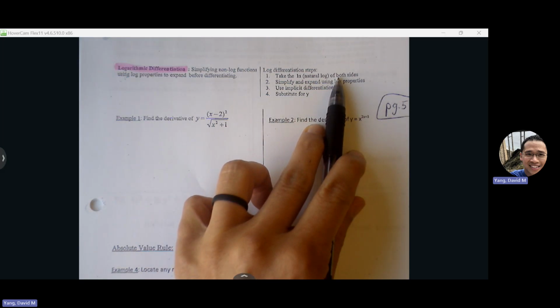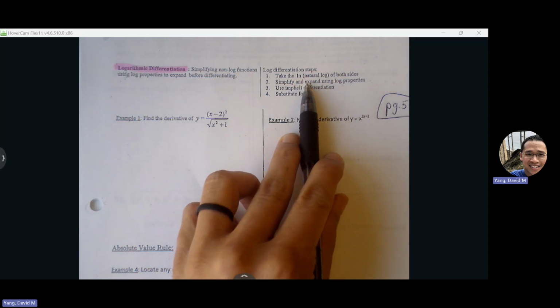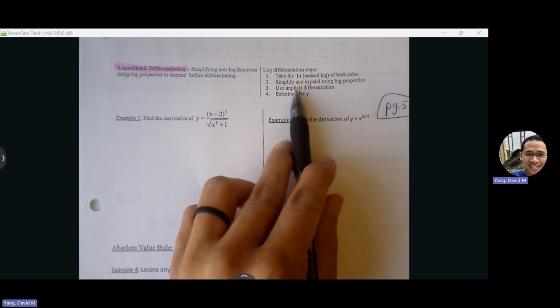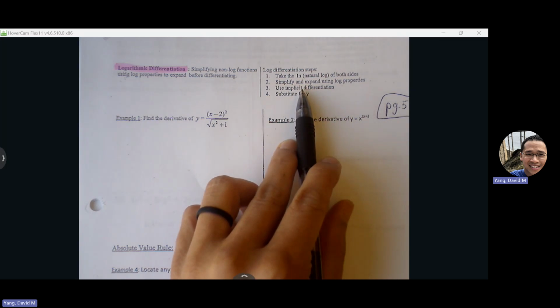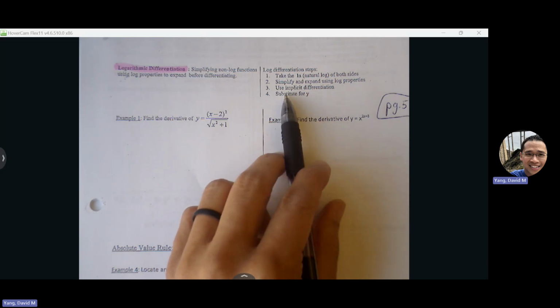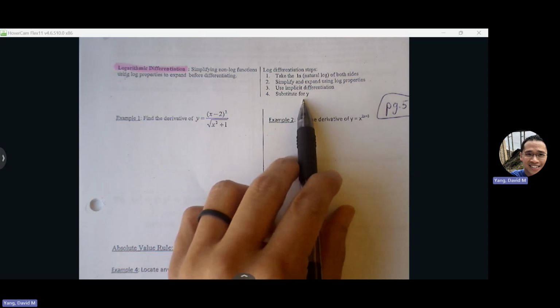Okay, so here are the steps. We're going to take the natural log of both sides to allow for that balance of both sides of the equation. Next up, we're going to take advantage of log properties and expand that messy right side. There's a little bit of implicit differentiation involved because the y is no longer by itself. It's natural log of y, so we have to do a little bit of implicit. And then finally, we want to solve for dy/dx, but then try to get everything back in terms of x.